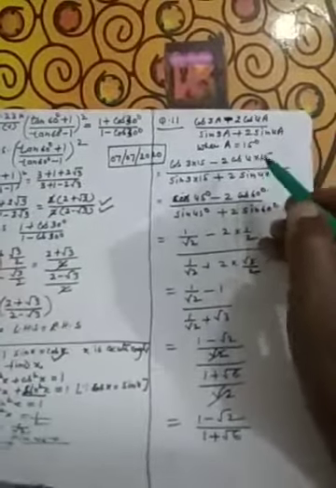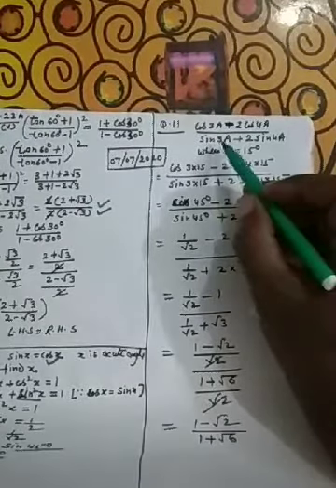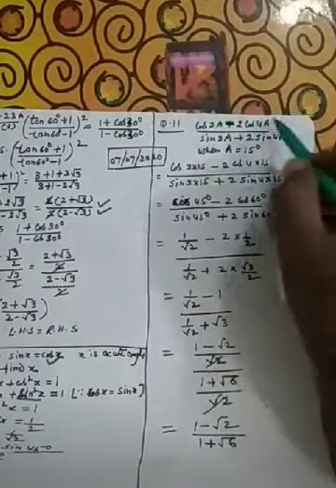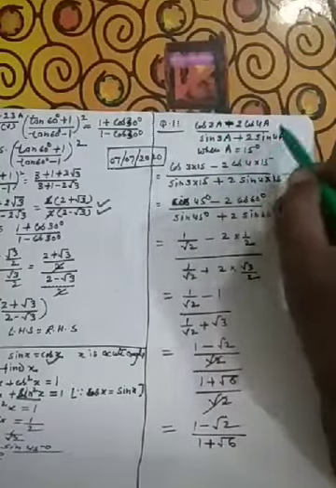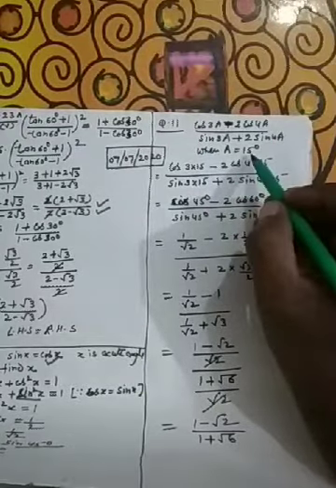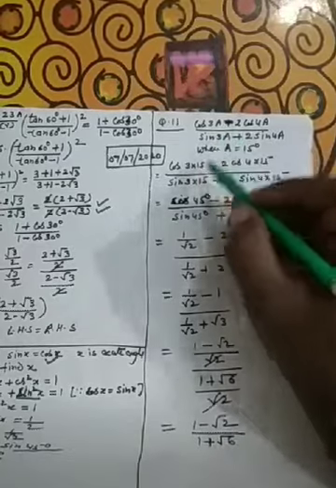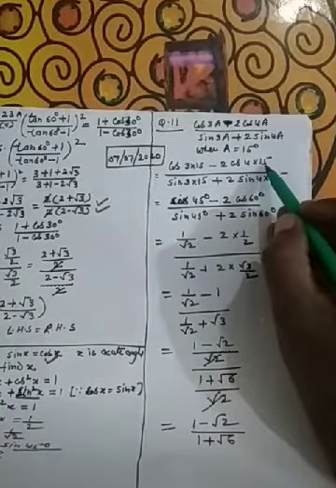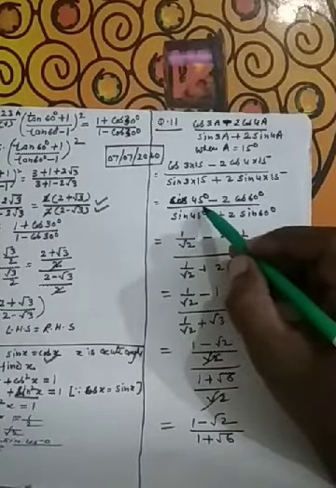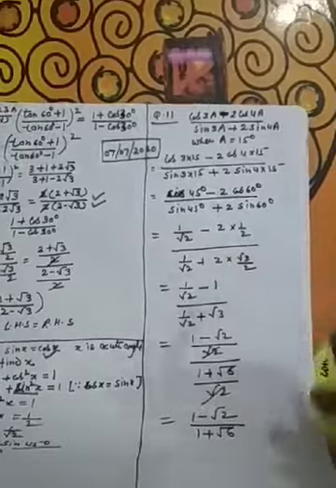Question number 11. (cos 3A minus 2 cos 4A) upon (sin 3A plus 2 sin 4A). We have to evaluate the value of this expression. A is given as 15 degree. Very simple. What you have to do, write the value of A, that is 15 degree. Put in the 15 degree, it will come cos 45 degree minus 2 cos 60 degree upon sin 45 degree plus 2 sin 60 degree.